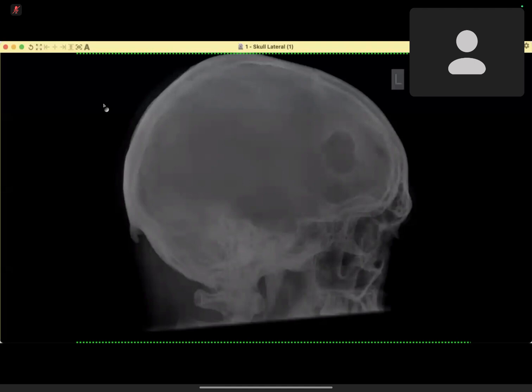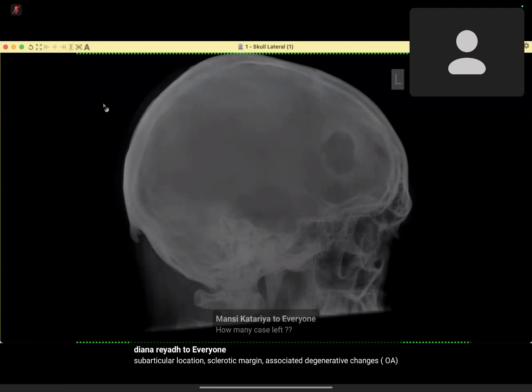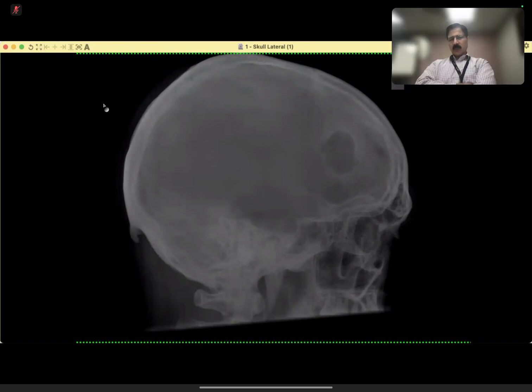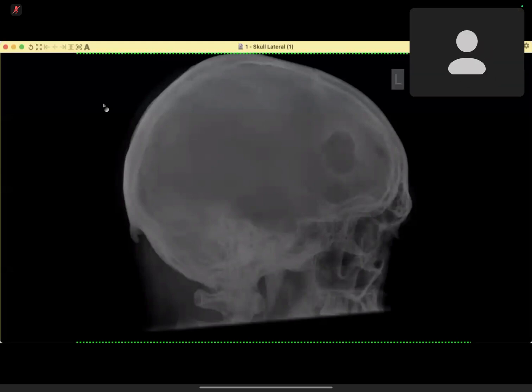It could be due to an intracranial lesion causing erosion of the skull bone, such as a benign slow-growing lesion like meningioma. It can cause this appearance of erosion. Meningioma will cause this kind of erosion, if it is benign and slow-growing, maybe.